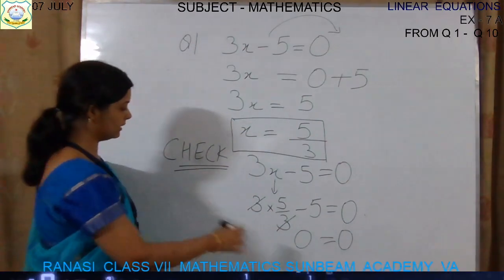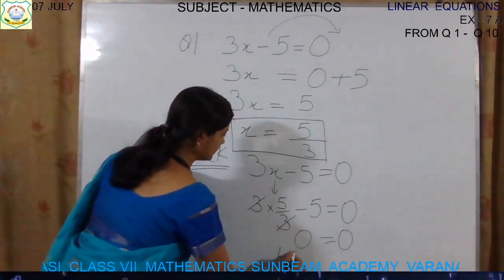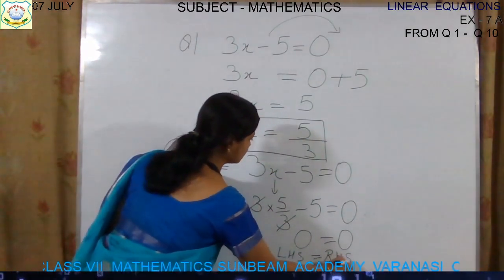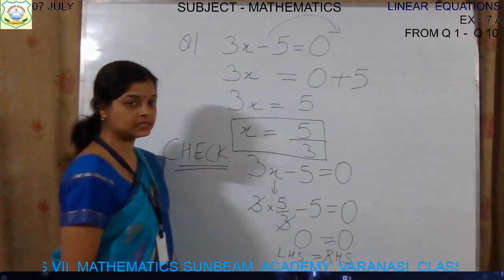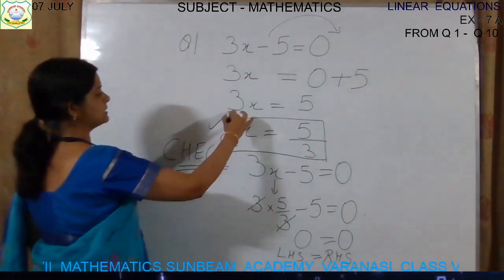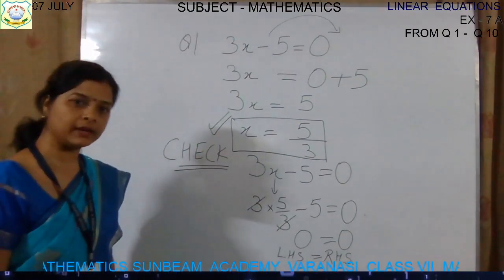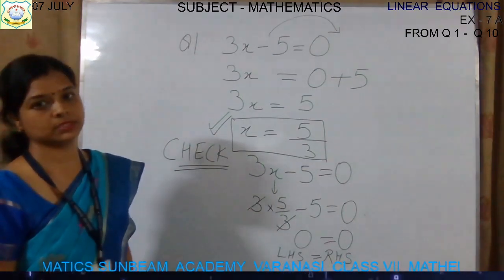You will write down here: LHS is equal to RHS. I think it is visible. Hence, our answer x is equal to 5 by 3 is correct. So, in this way, we will solve the questions.